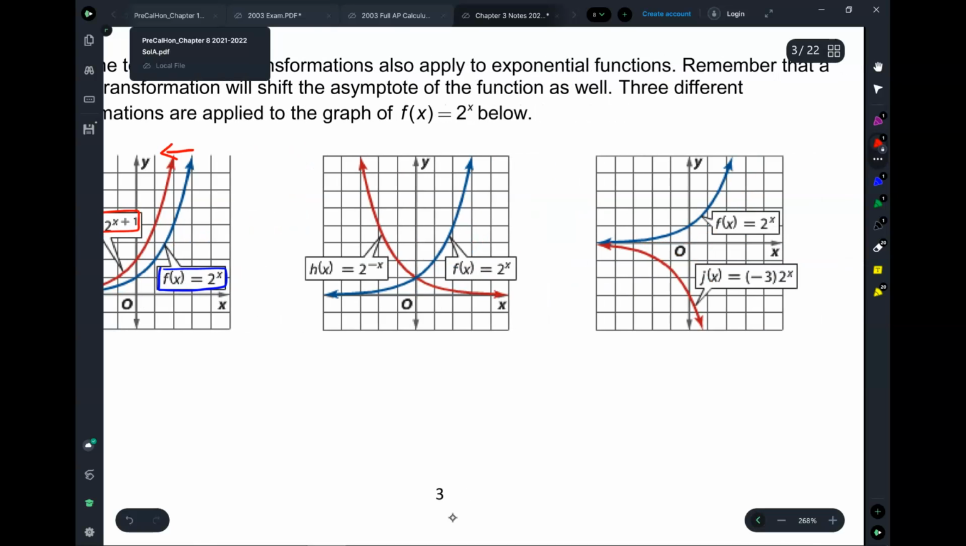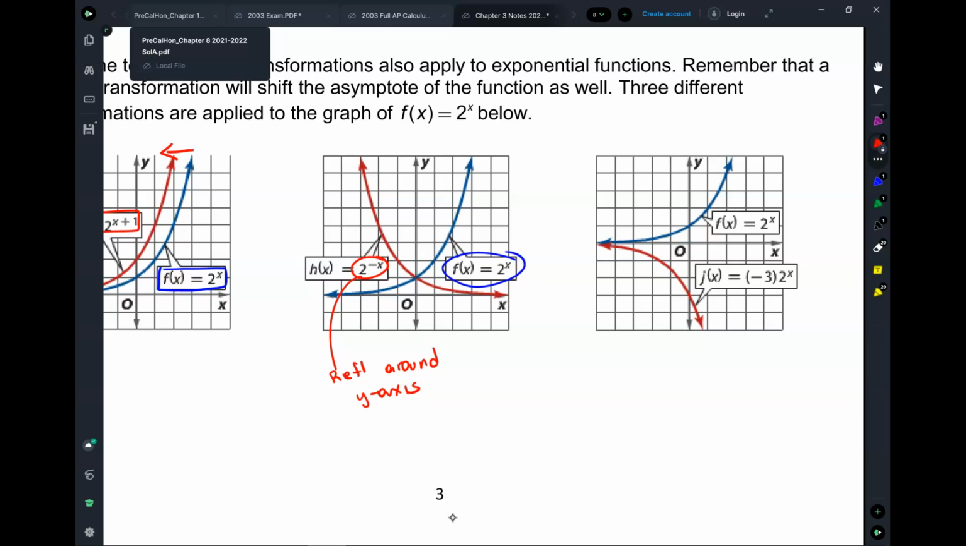Okay. Take a look here. This is the original, 2 to the x, right? The blue one. Exponential growth, right? 2 to the negative x, this is a reflection around the what? The y-axis. Okay? And that makes it decay. So we graph it just like we would the decay. We actually graph one like that.